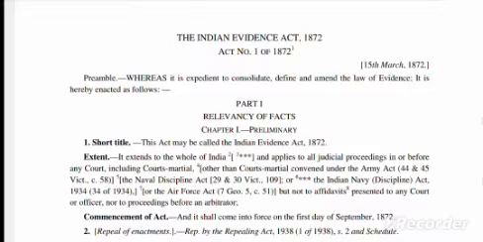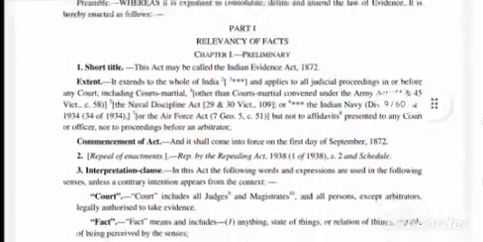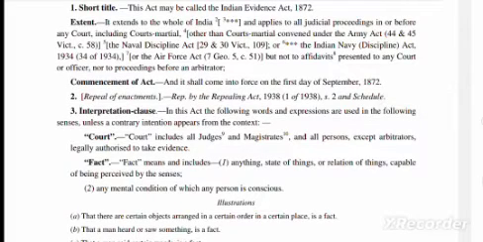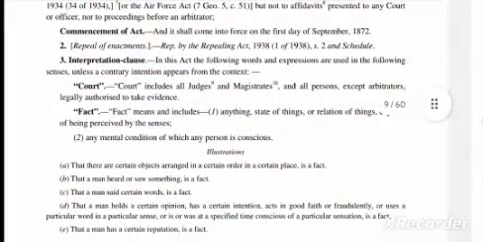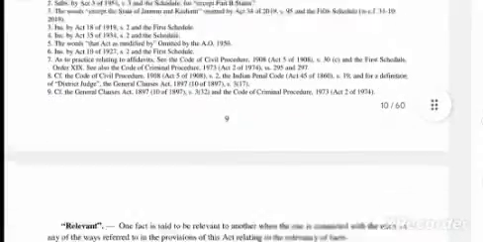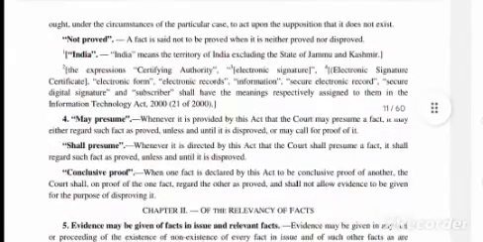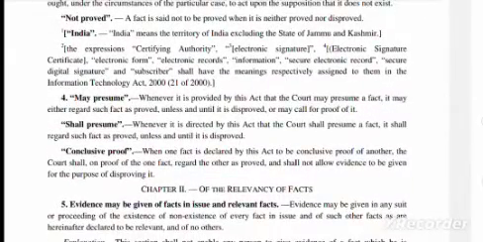Section 1 deals with short title, extent and commencement, which I discussed. Section 2 is repealed by the Repealing Act of 1938. Section 3 is the interpretation clause, in which various definitions are given: court, fact, relevant, facts in issue, document, evidence, proved, disproved, not proved, India. And Section 4: may presume, shall presume and conclusive proof. These definitions of Section 3 and Section 4 we will discuss in the next part.